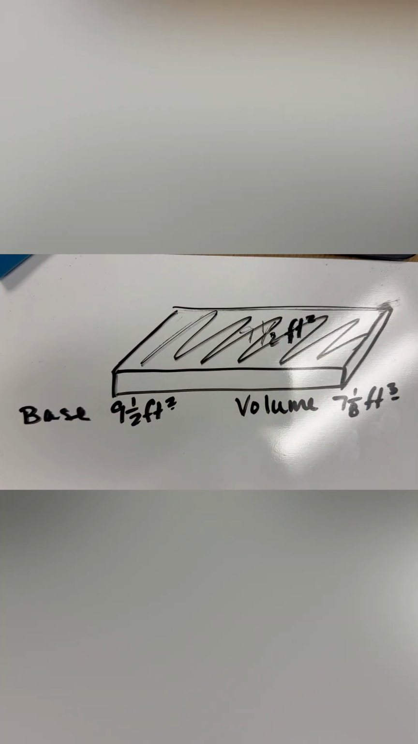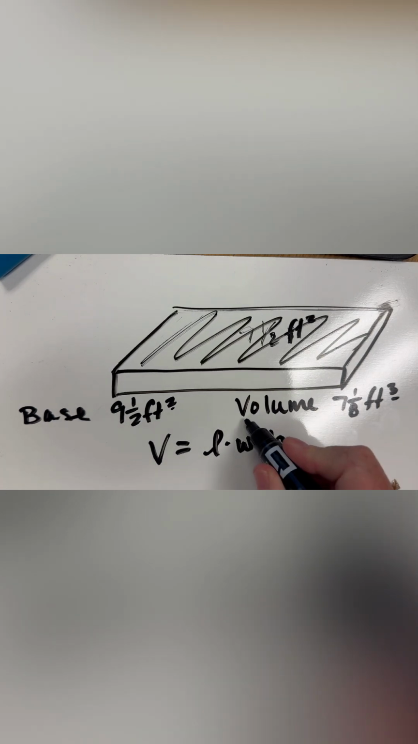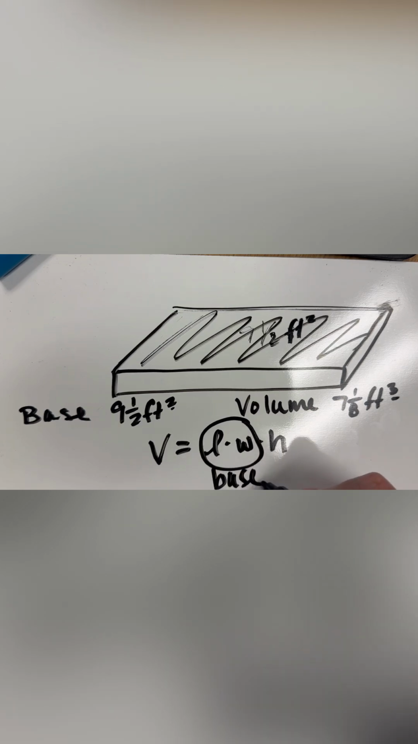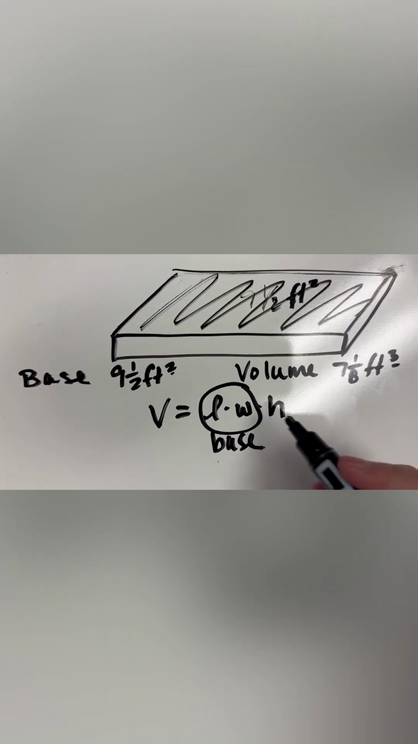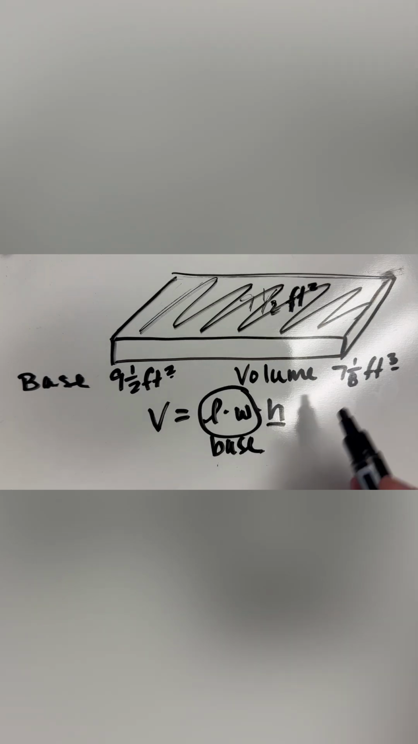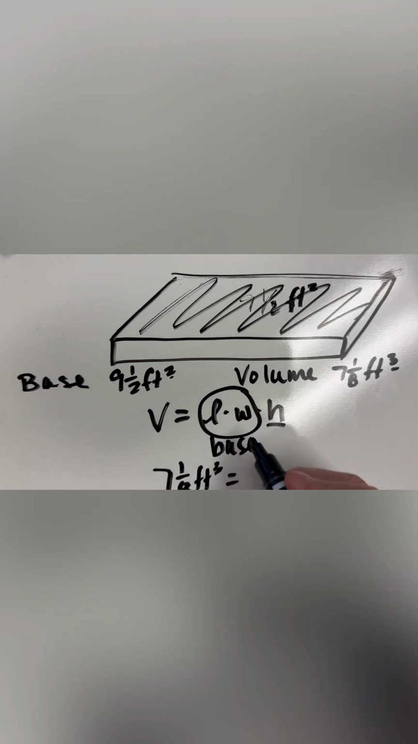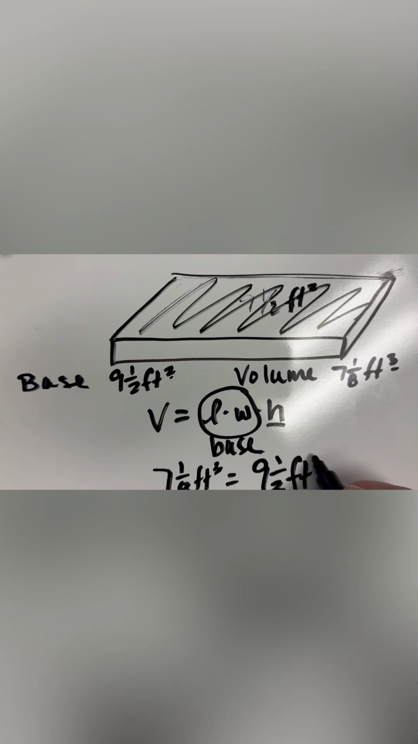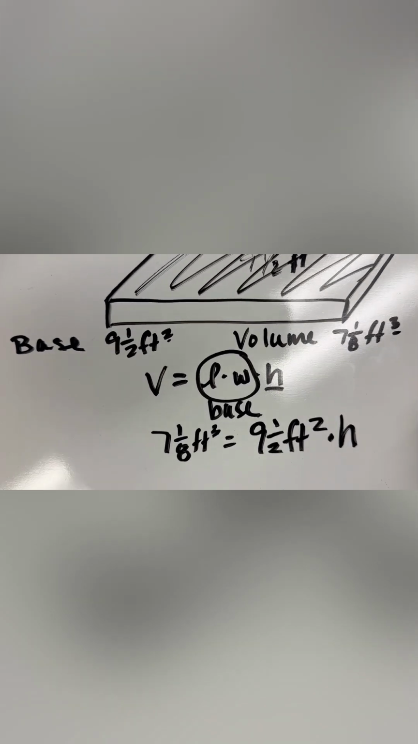So tell us what we know about volume. Volume equals length times width times height, but we've also talked about this being base times height. So we're going to use this information to figure out what the height is for this problem. We know that the volume is 7 1/8 feet cubed, and it's going to equal the base, which is 9.5 feet squared, times the height we're trying to find.